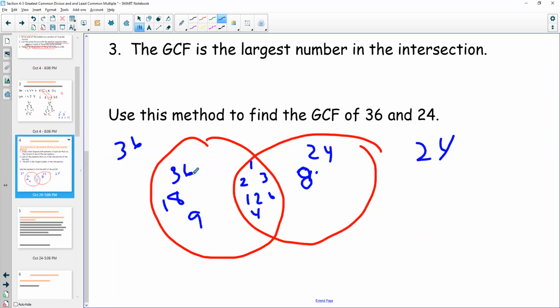So we list all our factors. The ones they have in common go in the middle of the Venn diagram. You know that. And the biggest one on the list in the middle is the greatest common factor. Would you do this all the time? Maybe, maybe not.